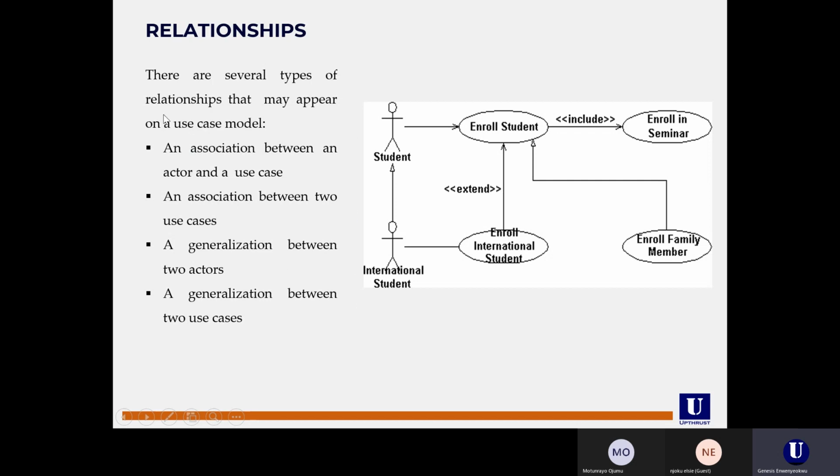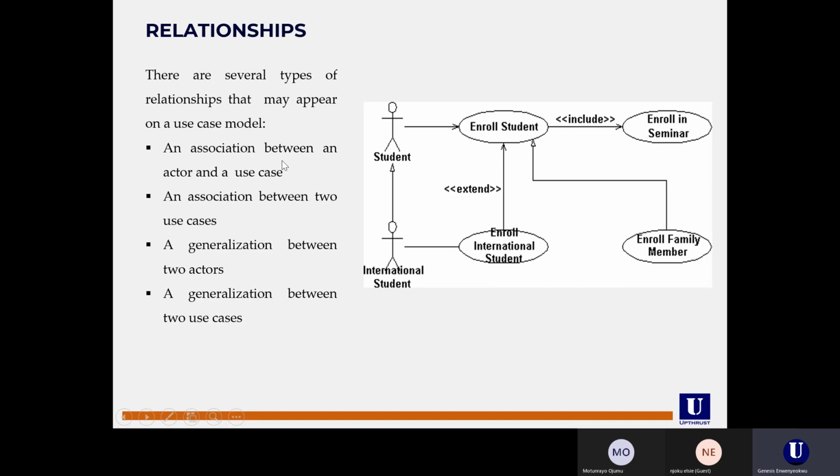There are several types of relationships that may appear on a use case. Number one is association relationship. Number two is generalization relationship. Number three is extend relationship. And number four is include relationship. For extend and include relationships, you see them all on your modeling tools, or any tool you want to use to model. They are all there. I'll show you use case shapes on Microsoft Visio, so you will see them all there.